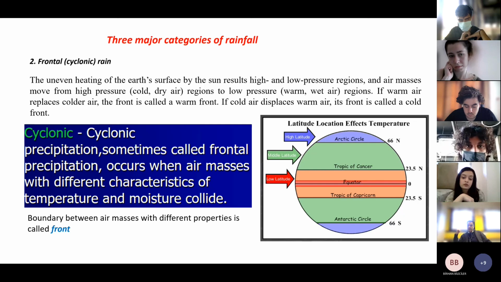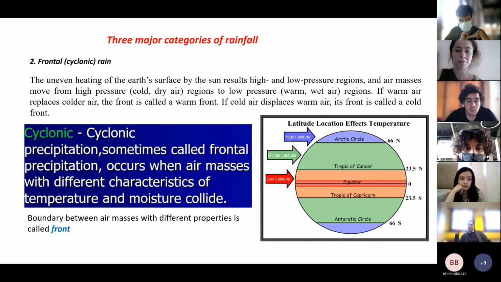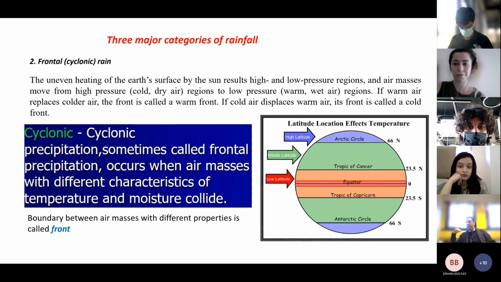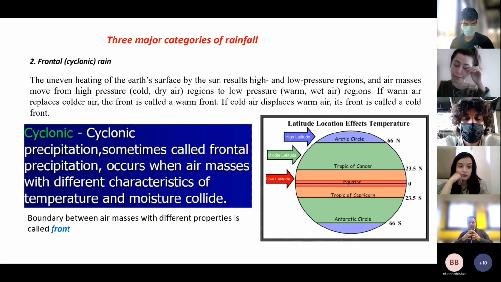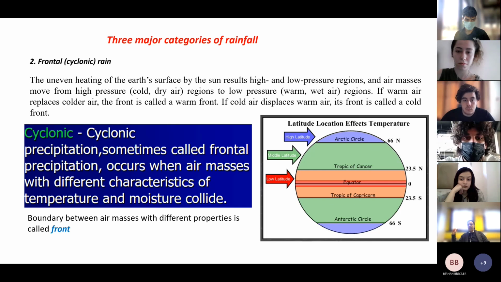The uneven heating and the reason are discussed here. Let's read together. The uneven heating of the Earth's surface by the sun results in high and low pressure regions, and air masses move from high pressure, cold and dry air regions to low pressure, warm, wet air regions. If warm air replaces cold air, the front is called a warm front. If cold air displaces warm air, it is called a cold front.